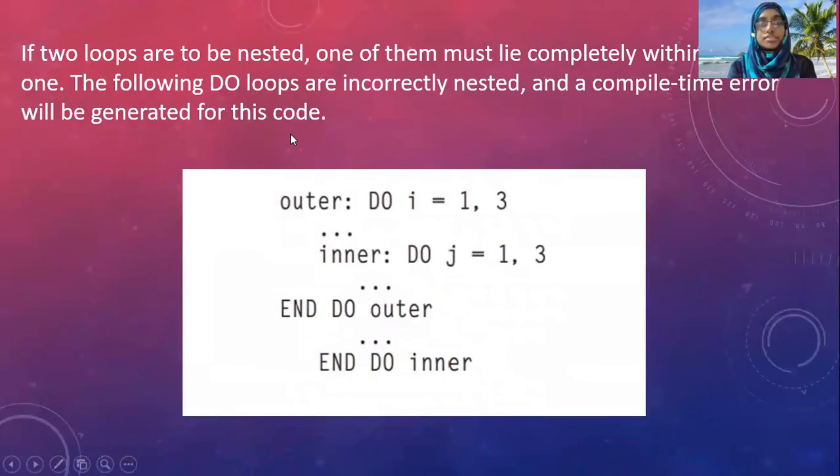If two loops are to be nested, one of them must lie completely within the other one. The following do loops are incorrectly nested, as you can see in this picture below, and a compile time error will be generated if this code is run. And that's all. Next, my teammate Sakif will present his topic. Thank you, sir.